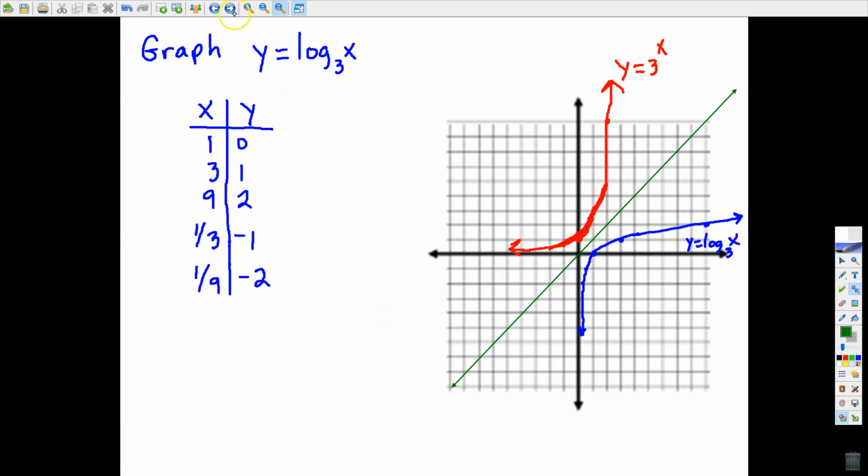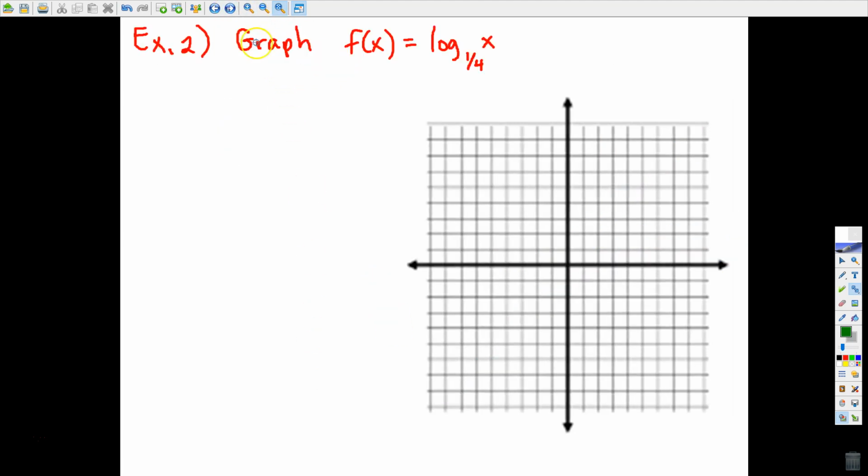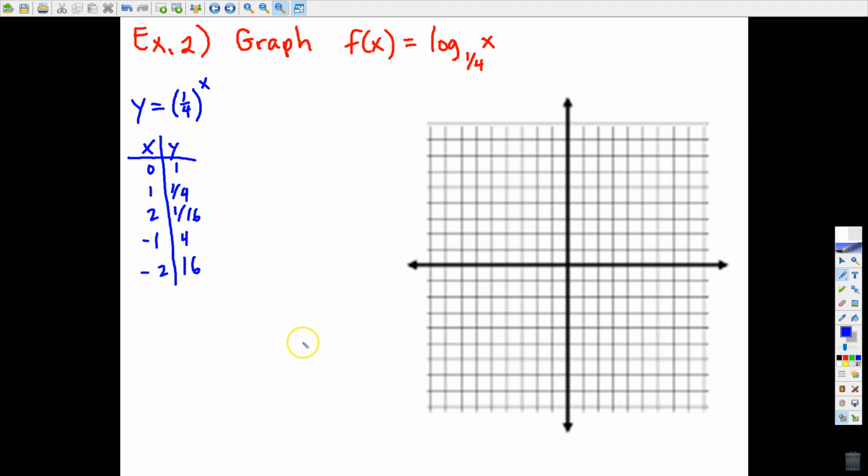Now that we've had a taste of graphing one, let's try another one. This time we will start by building a table of values for decay: y equals 1/4 raised to the x power. We'll plug in inputs and outputs: 0, 1, 1, 1/4, 2, 1/16, and then when you go negative, you get 4, and negative 2, you get positive 16.